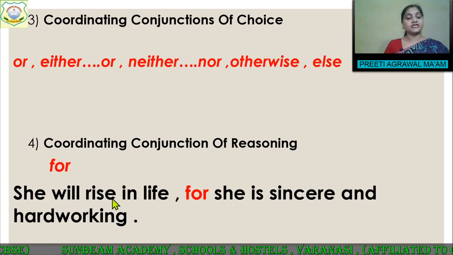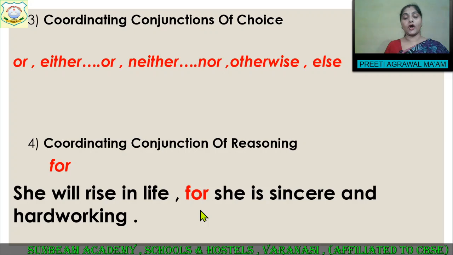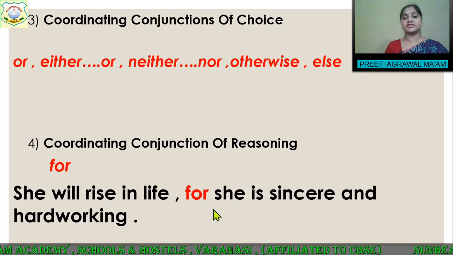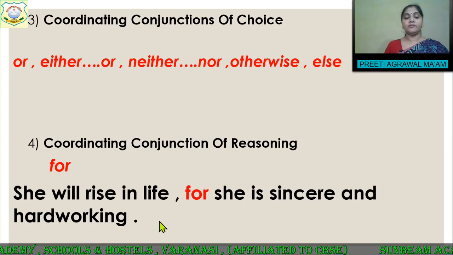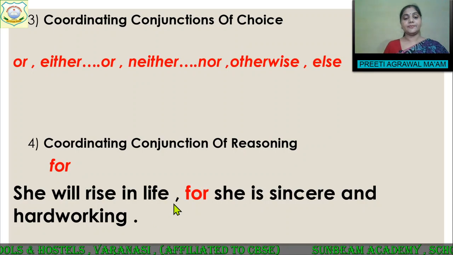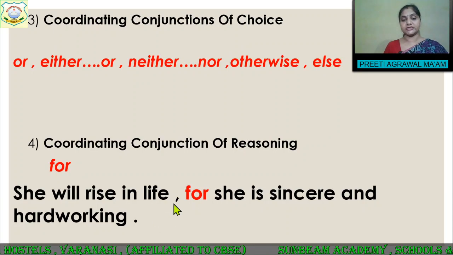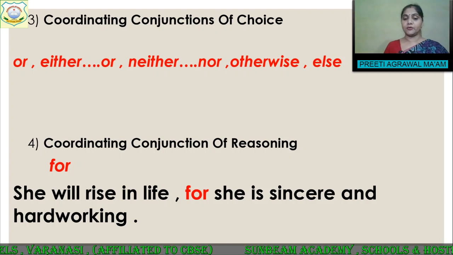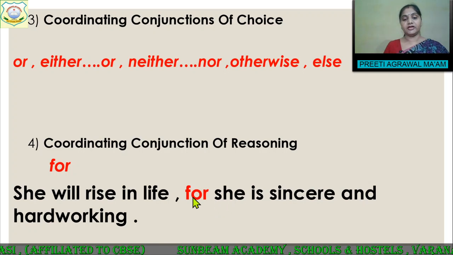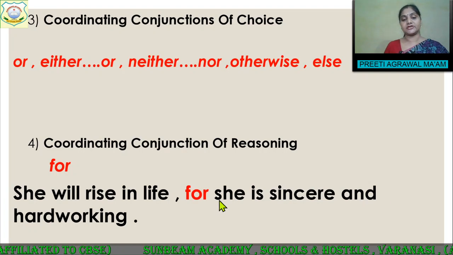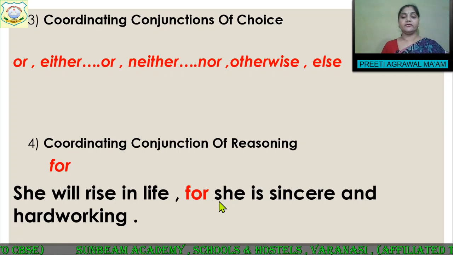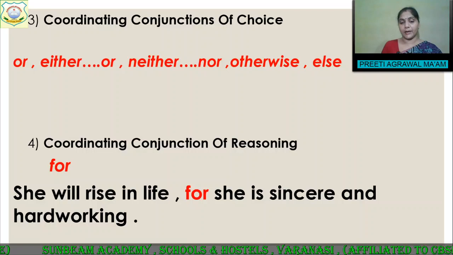So here, she will rise in life for. For means here because. Okay, she will rise in life for she is sincere and hardworking. One more important thing, that whenever you are using the conjunction for, these commas, means these punctuations, and your capital letter and small letter, you have to be very much careful for all these things. After the conjunction, don't use the capital letter. You have to use the small letter. Why? Because you are joining two sentences into one sentence.